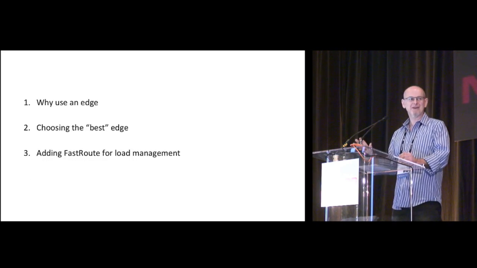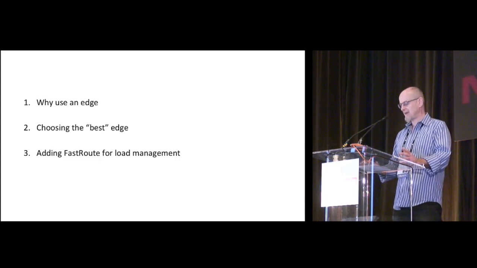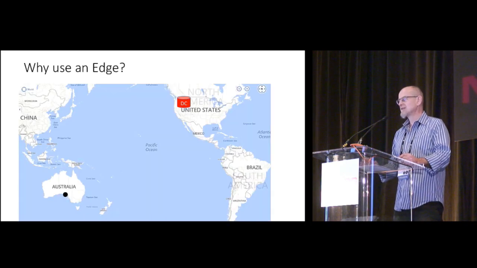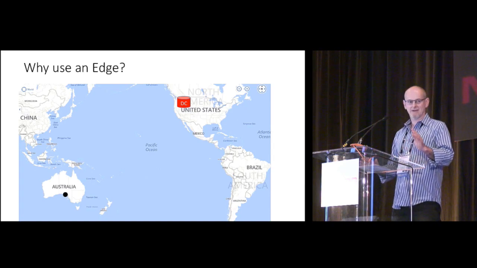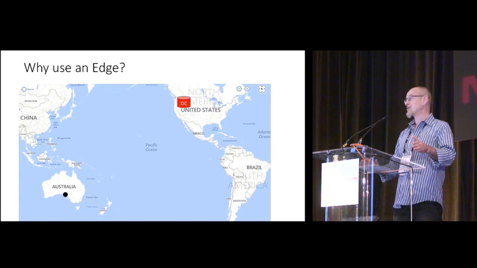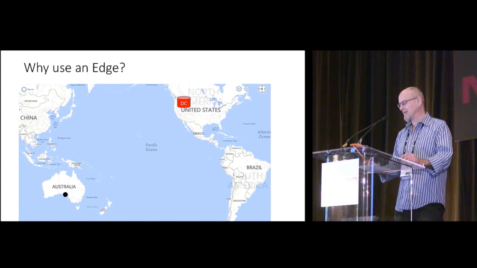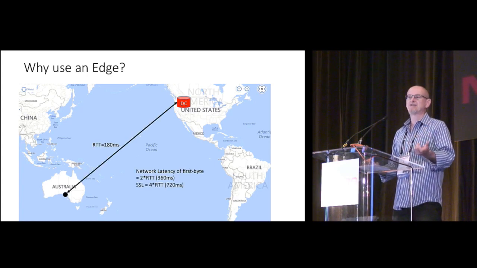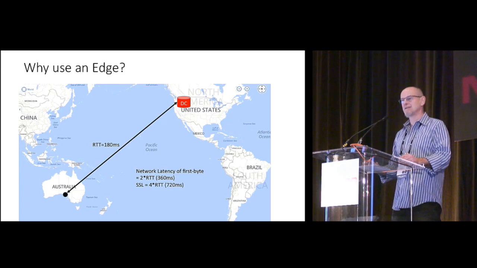So the talk's three parts: why use an edge, choosing the best one, and then what FastRoute adds on top of that. So why use an edge? As you can tell, this example was by my colleague Ashley, so it deals with a very important user in Australia. And so we're assuming the service they're trying to connect to is hosted in the US. If you look at the round trip time from a user in Australia, either over our backbone or over the internet, it's about 180 milliseconds to get to the US.